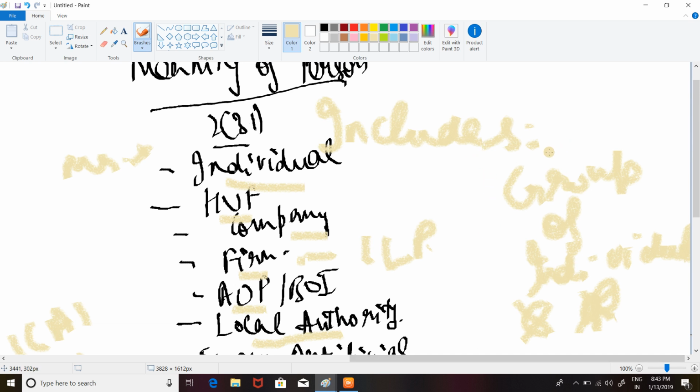Let's revise BOI and AOP again. BOI is a group of individuals which is neither a company nor a partnership firm. If it is registered under any other act, it will be called an incorporated BOI, for example, a cooperative society or trust. If such a group includes a person other than an individual, let's say a company or any partnership firm, it will be called an association of persons.